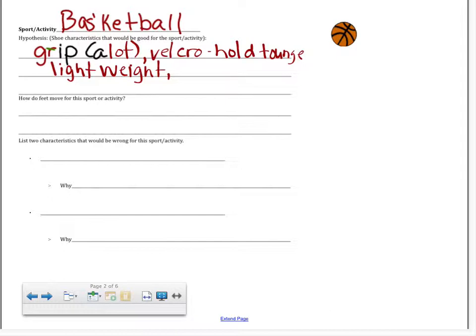Anything else? How do we make it comfortable? The sole very light. Soft. So you want soft for comfort. Oh, I got one more. It needs ankle support. So it needs to be supportive.